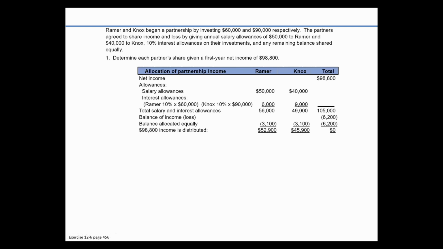Okay. It's because there is no remainder after you've done the salary, and you can't give them the entire interest allowance.